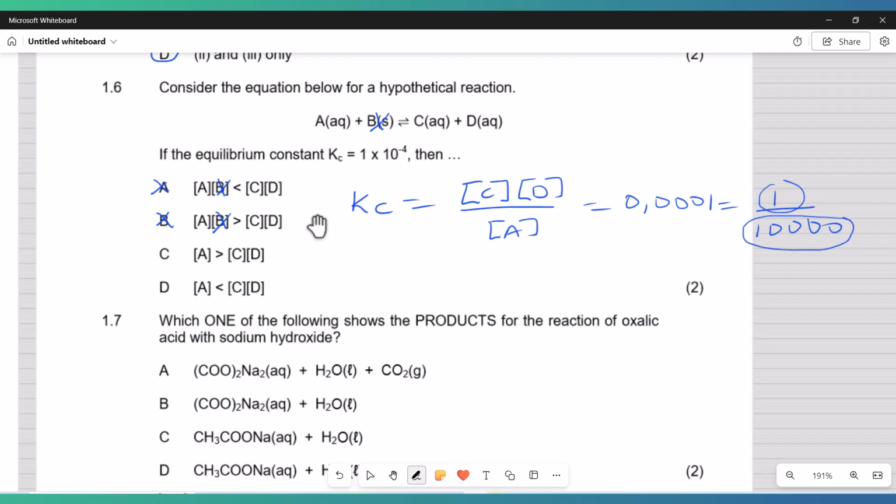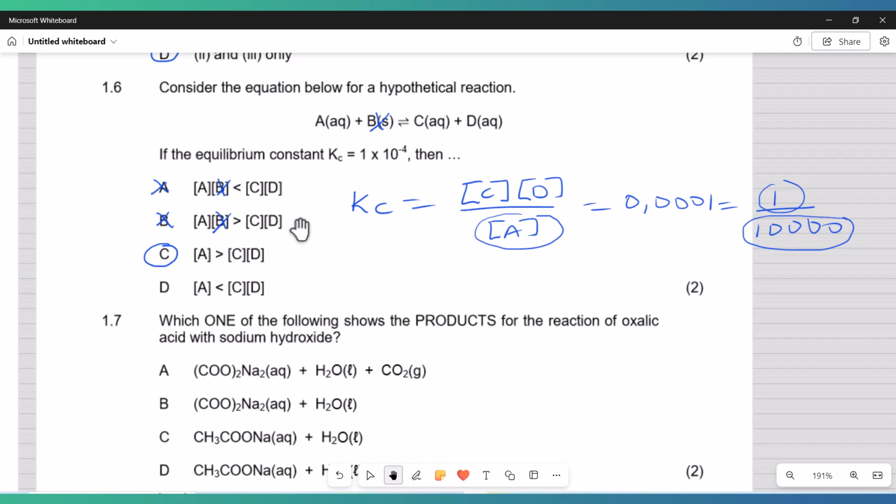So we're going to have a larger concentration of A, which is going to be less than that of the product of C and D. So for that case, our answer is going to be C, because here we see that we have a larger concentration of A and a smaller C multiplied by D. So the answer there is C.